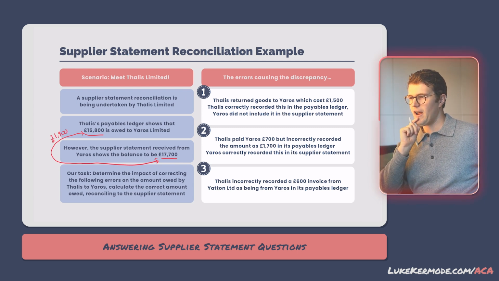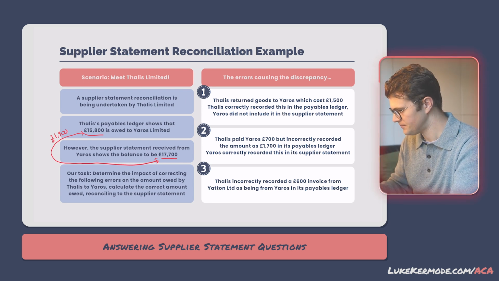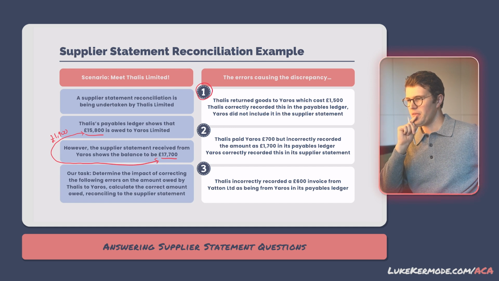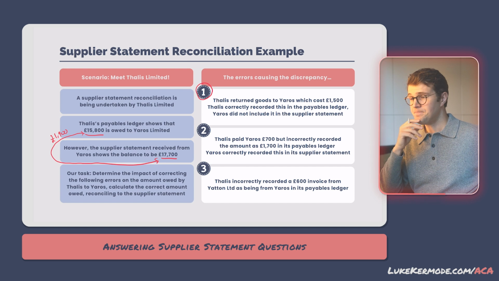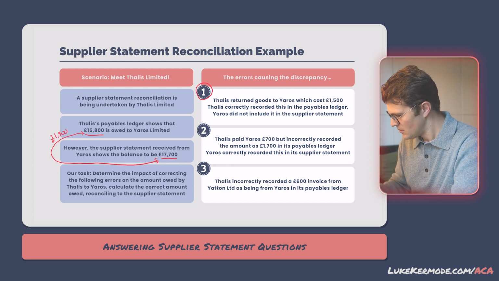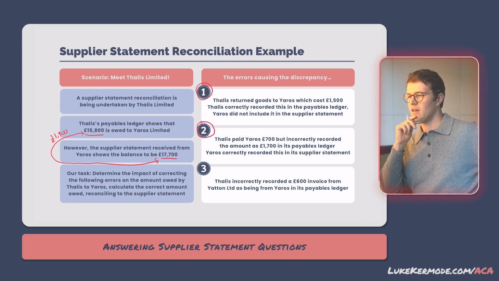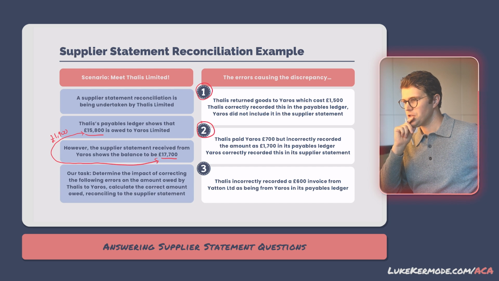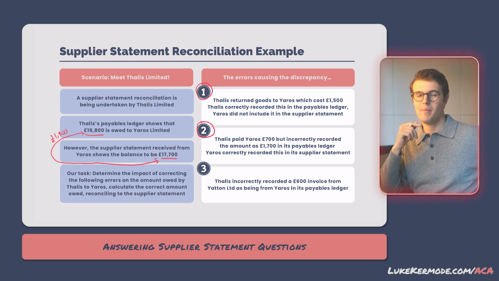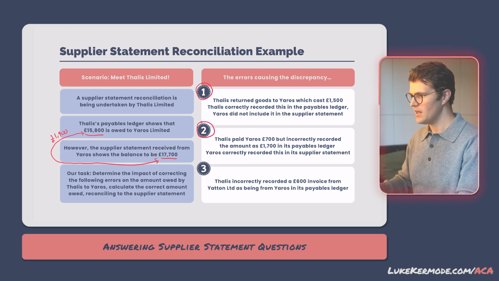We're told that there are three errors which have contributed to this discrepancy. One, Thales returned goods worth £1,500 during the period, which it correctly recorded in its payables ledger, but Yaros failed to include these returns in their supplier statement. Second, Thales made a £700 cash payment to Yaros during the period, but mistakenly recorded it as £1,700 in its payables ledger. Yaros' statement reflects the correct amount.